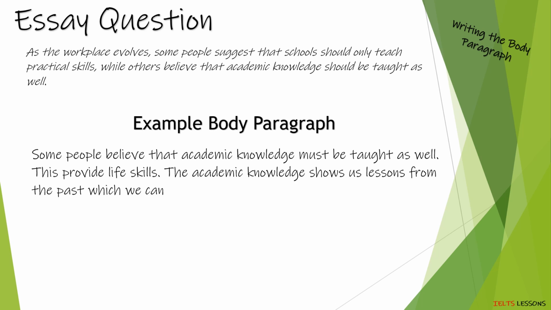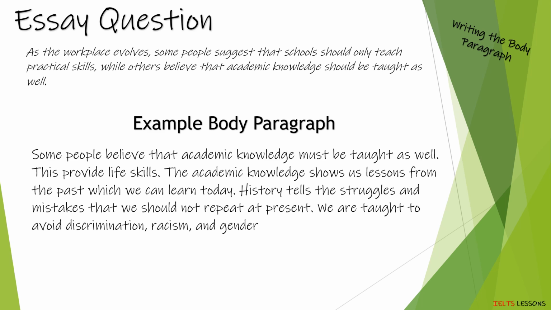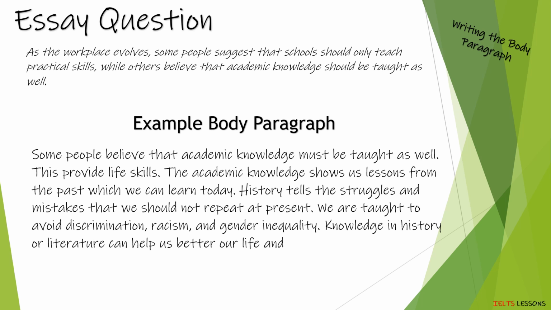So let's take the same paragraph of the same essay, and check the example paragraph without transition words. It says here, some people believe that academic knowledge must be taught as well. This provides life skills. The academic knowledge shows us lessons from the past which we can learn today. History tells us the struggles and mistakes we should not repeat at present. We are taught to avoid discrimination, racism, and gender inequality. Knowledge in history or literature can help us better our life and relationship with people at work.